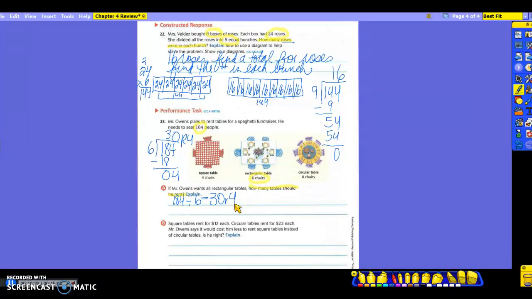That's what we're doing, but it wants to know how many tables he should rent. So, who thinks they can tell me what we're going to write down for this? If we came up with an answer of 30, remainder 4, how many tables is Mr. Owens going to need to rent, Morgan?